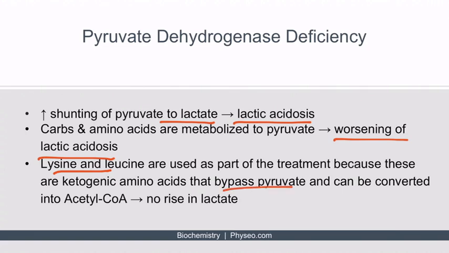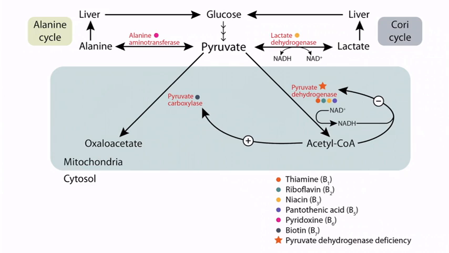So if no pyruvate is formed, then it's not shunted to lactate, which means ketogenic amino acids will not exacerbate the lactic acidosis. So no rise in lactate. From the figure, you can see that if amino acids, we'll draw right here, are converted directly into acetyl-CoA rather than pyruvate, then they bypass the possibility of being converted into lactate. Therefore, lactate cannot be formed from these amino acids.